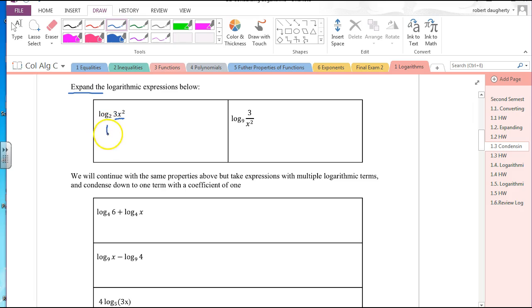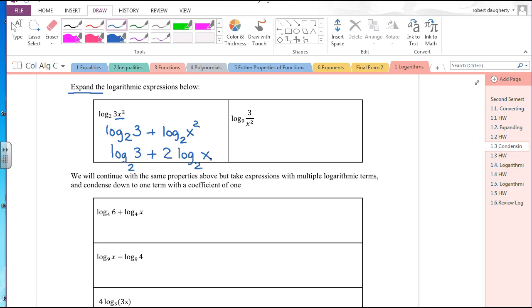So I'm going to write this as the log base 2 of 3 plus the log base 2 of x squared. That's as far as I can go with the 3, but the next one is x to a power. So the final answer here is log base 2 of 3 plus 2 log base 2 of x. That's fully expanded.